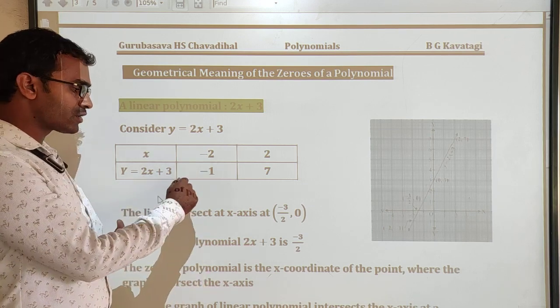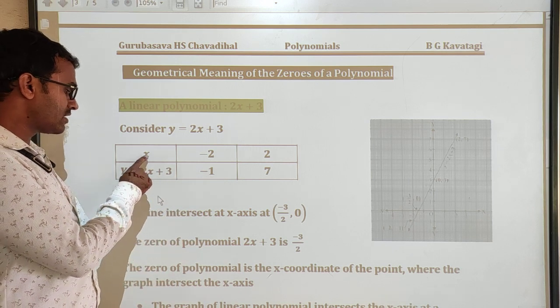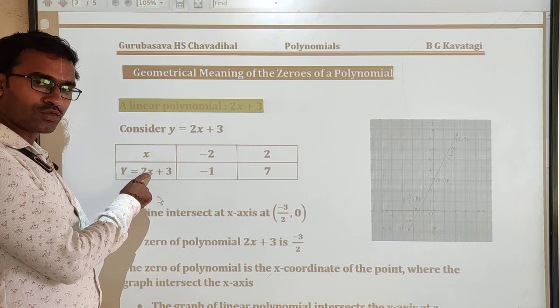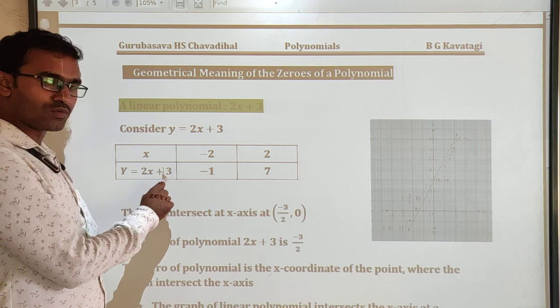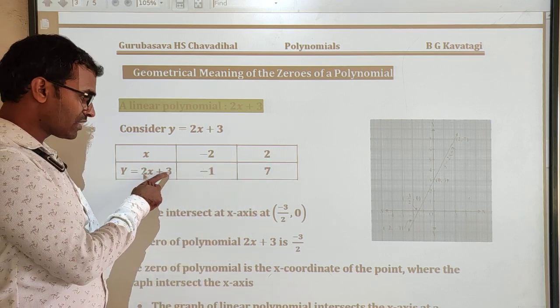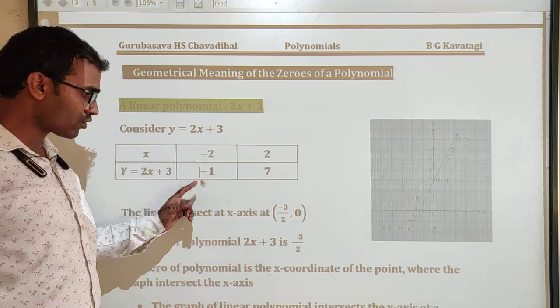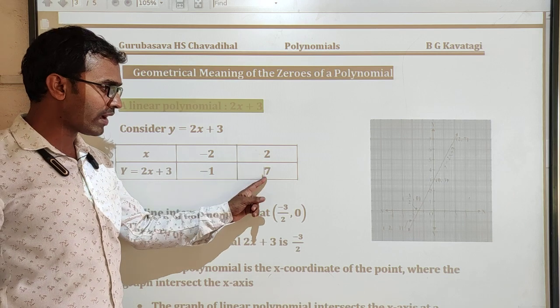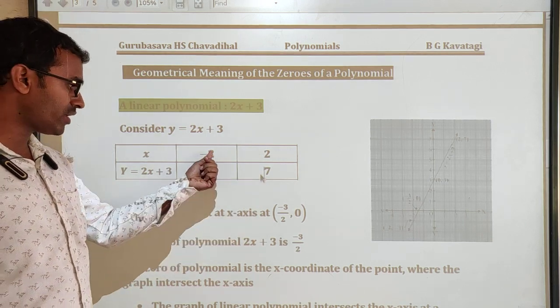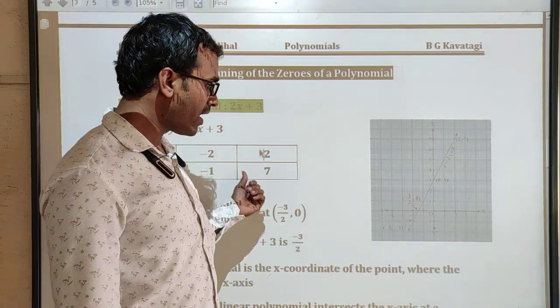Substitute x equal to minus 2. 2 into minus 2, minus 4 plus 3, minus 1. So y equal to minus 1. Substitute x equal to 2. 2 into 2, 4, 4 plus 3, 7. So when x equal to minus 2, y equal to minus 1, and x equal to 2, y equal to 7. These 2 points, minus 2, minus 1 and 2, 7. So mark them in the graph.